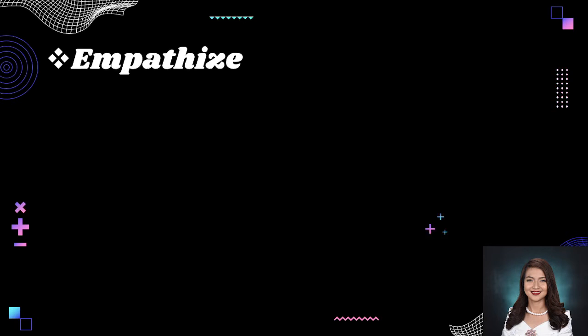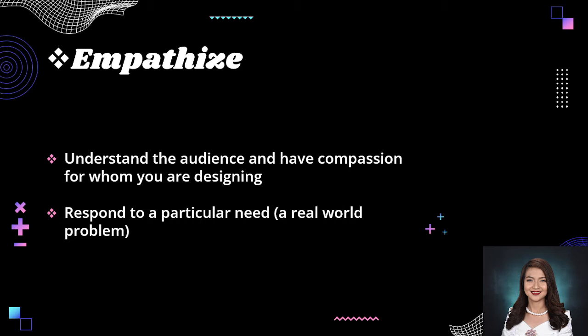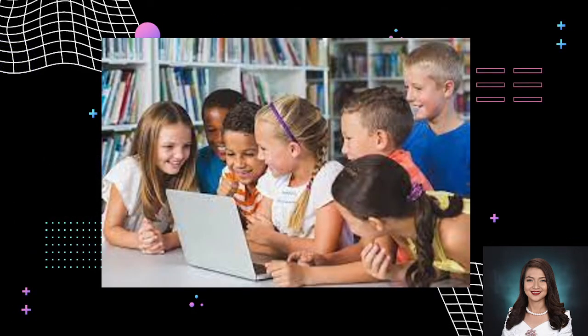Let's talk about empathize. When we talk about empathize, understand the audience and have compassion for whom you are designing. The goal of design thinking is for students to respond to a particular need, especially a real-world problem. So it is fitting that the first stage is empathy. In this stage, the teacher needs to be explicit in guiding the students to put themselves in the shoes of others through activities like immersive observation and interviews.